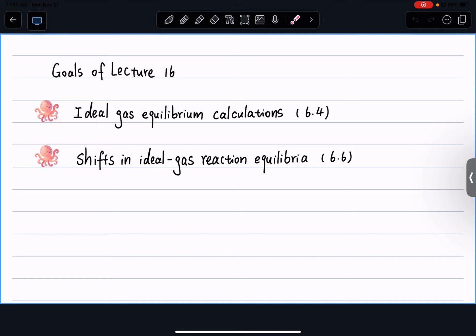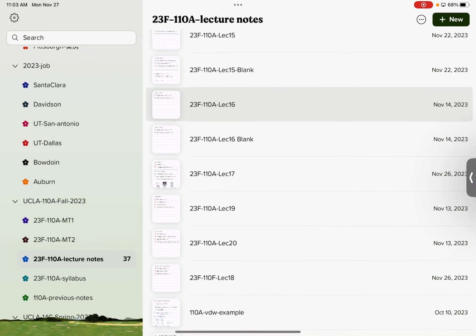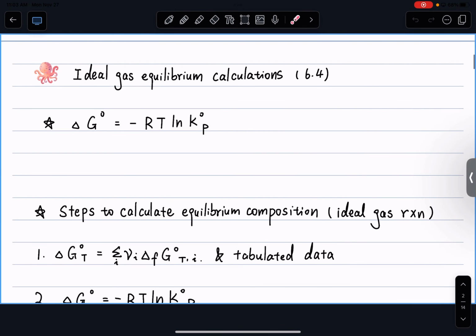It's always the structure of this course, right? We start from some abstract conceptual ideas, and at the later end, we use those ideas to solve more practical problems. So let's get started. I think I opened the wrong note. Okay, ideal gas equilibrium calculation.